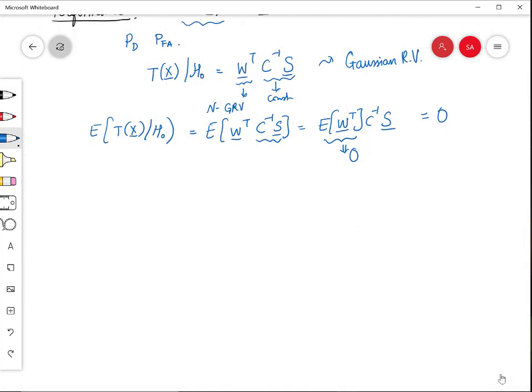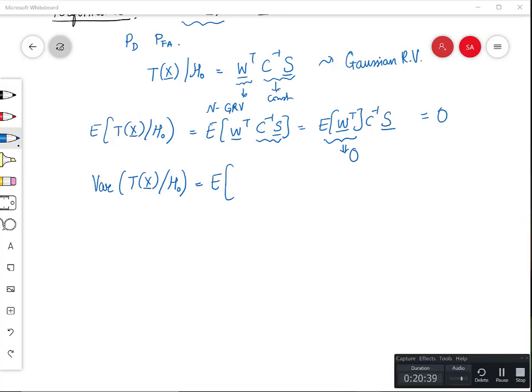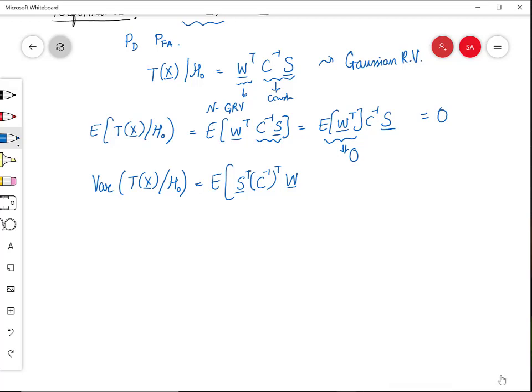Now what about the variance? Variance of T of X given hypothesis H0 is equal to the expectation of this square. This square is A transpose A, so I can write it in that form. Taking the transpose, we get S transpose C inverse transpose W transpose, which is W itself, times W transpose C inverse S.